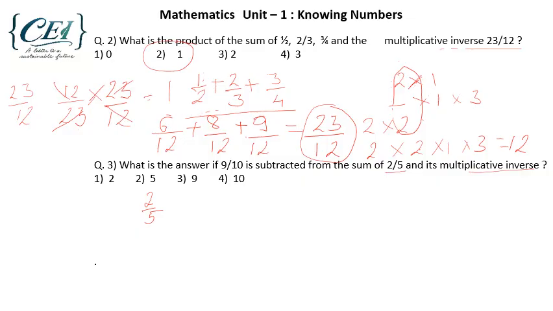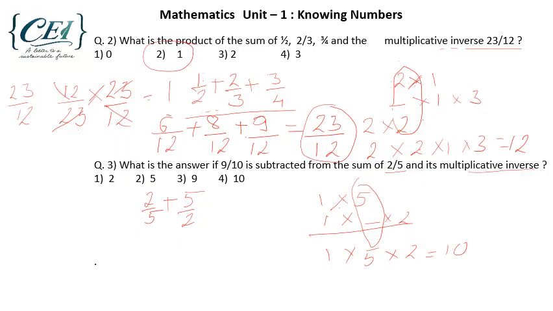Multiplicative inverse means reciprocal, and we have to find the sum. What is the inverse? The inverse is 5 upon 2. Correct? So we have to find the LCM. The LCM of 5 is 1 into 5, and of 2 is 1 into 2. So what is the LCM? 5 into 2.